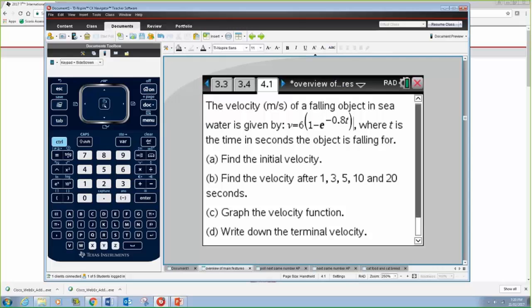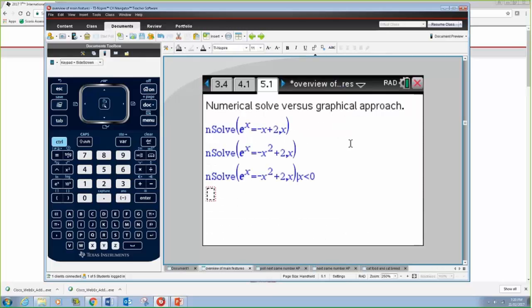So that was one of those features: trace, graph trace, and define, especially for the student. I think define, with all those unfamiliar functions, is a very, very useful feature. Now, we usually talk about numerical solve versus graphical approach. So again, I have those things showing here in the notes pages.